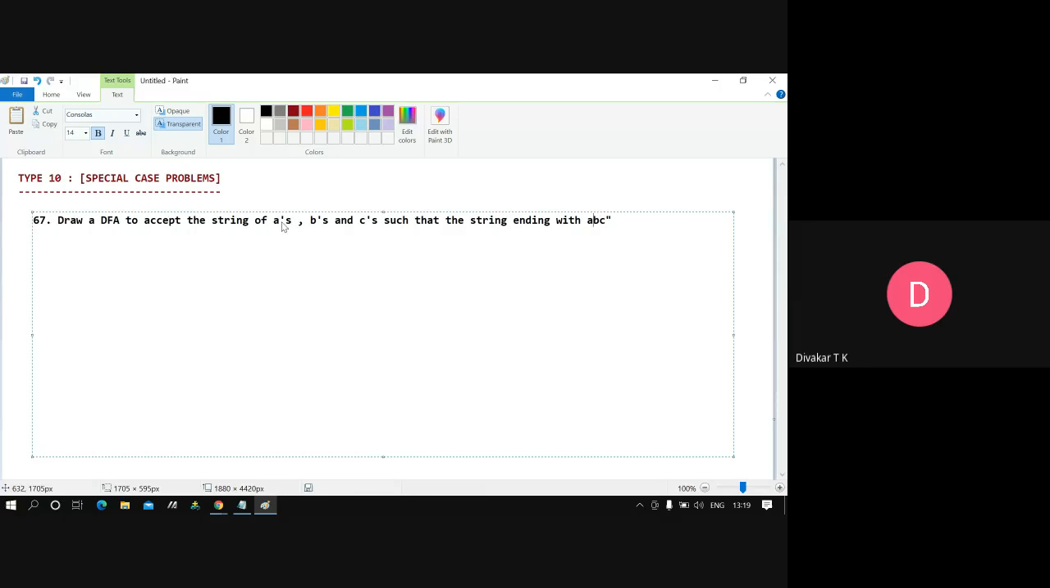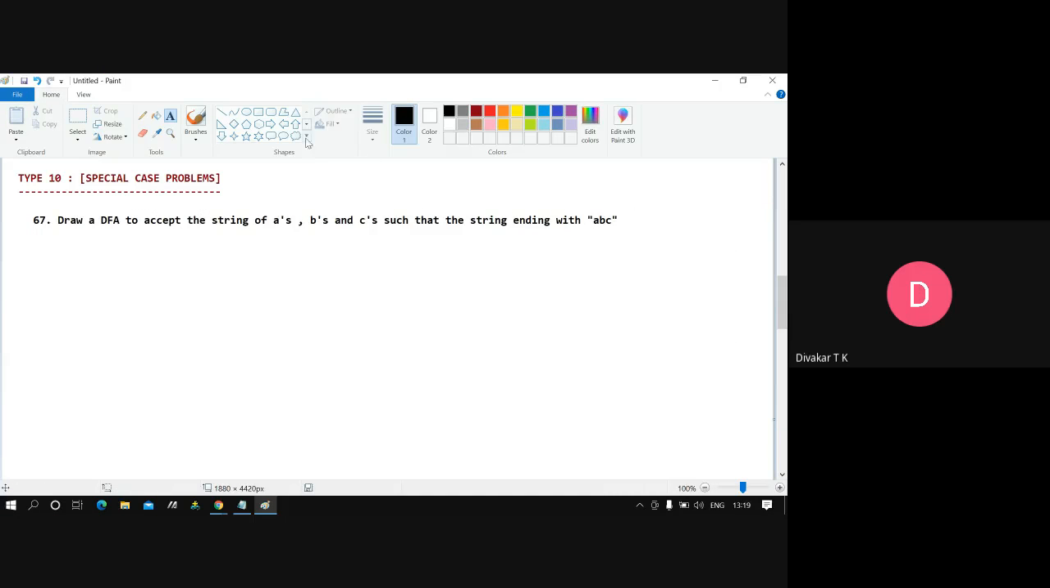Now we have three symbols: A, B, C. And they have also given a requirement part here. That requirement is ending with ABC. So this is the important part here. You have to digest this part. Three symbols are there, and the requirement is ending with ABC.